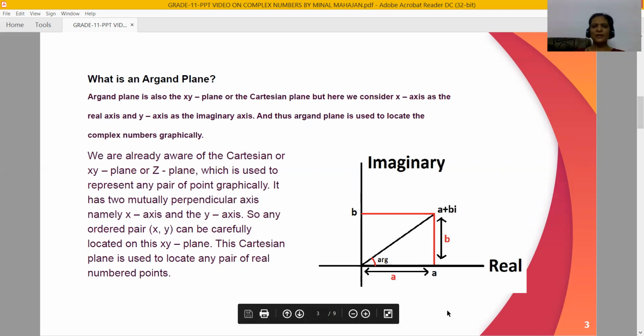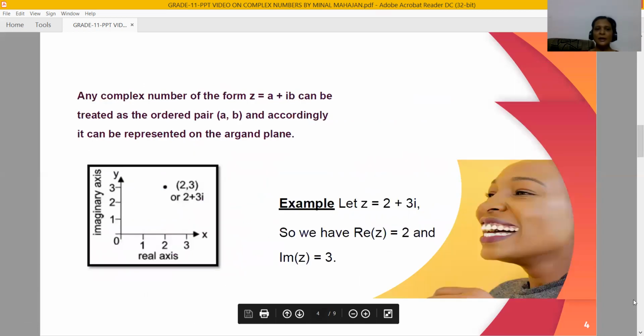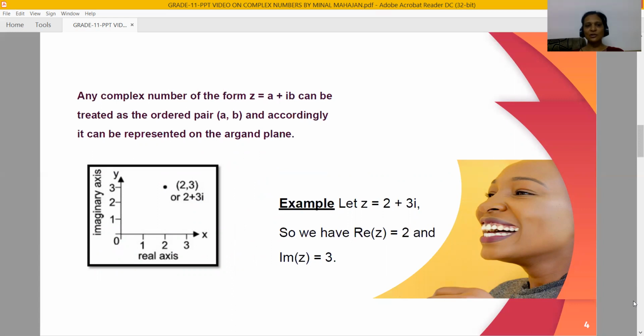Because we are already aware of the Cartesian plane, that is the xy plane, an ordered pair xy can be carefully located on this xy plane. This Cartesian plane is used to locate any pair of real number points. Any complex number of the form z is equal to a plus ib can be treated as an ordered pair (a, b). Accordingly, it can be represented on the Argand plane.